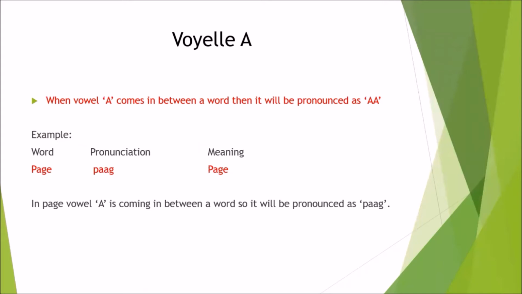Next, when a vowel comes in between a word, then it will be pronounced as A. For example, P-A-G-E. In this word, A is coming in between a word. So the pronunciation will be page. Page. Meaning is page. In page, vowel A is coming in between a word. So it will be pronounced as page. Page. Not page. It's page.